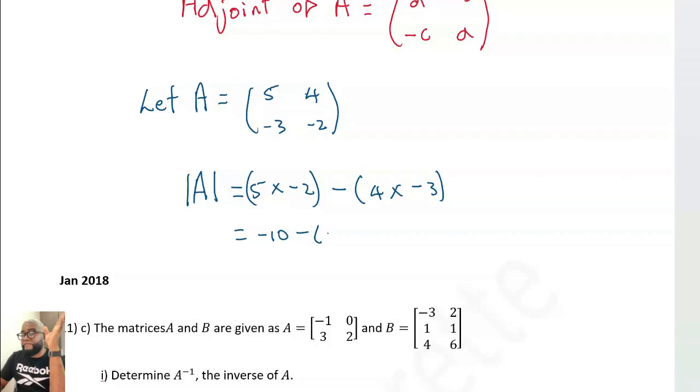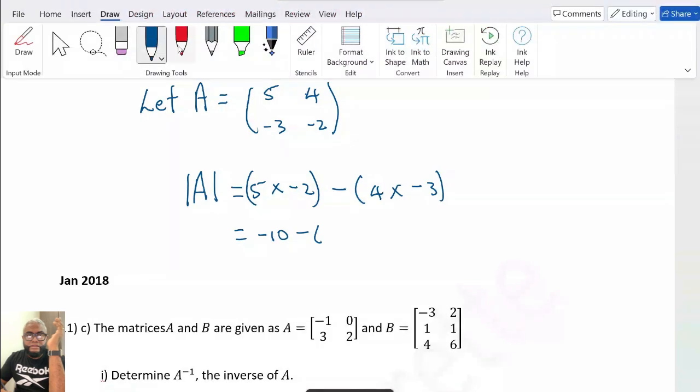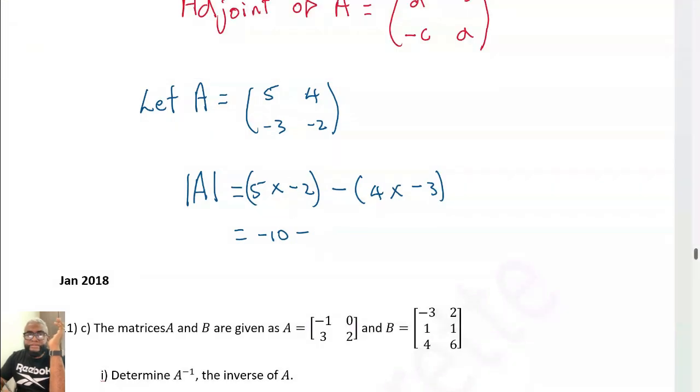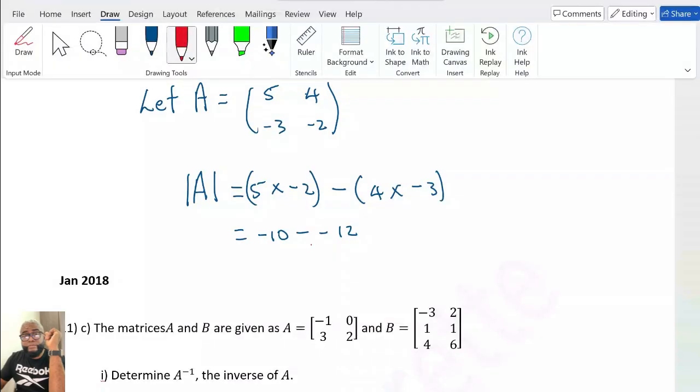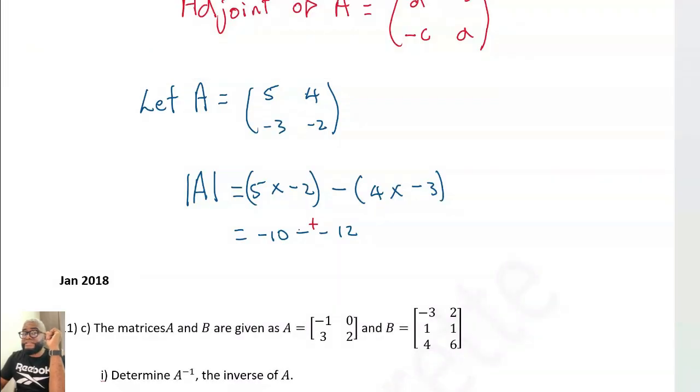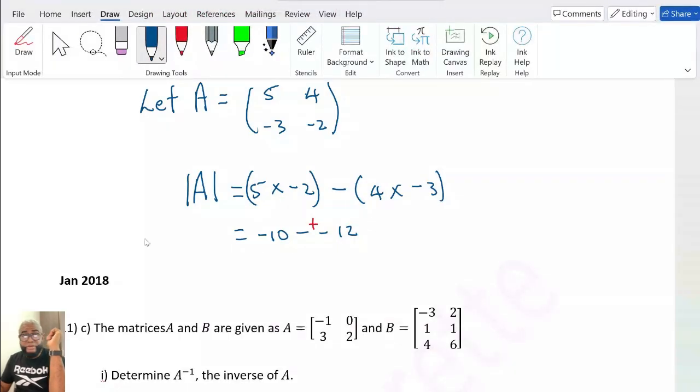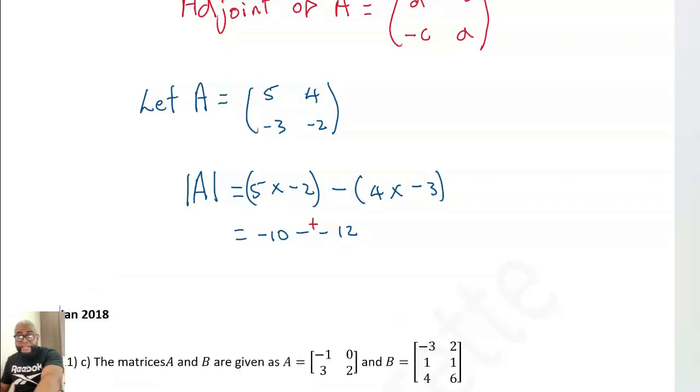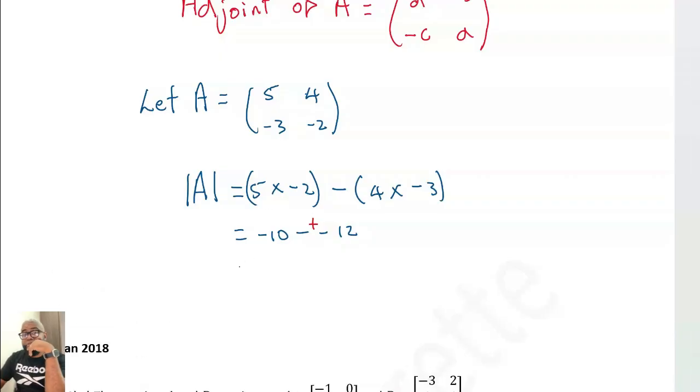I'm leaving this in the bracket. So it's negative 10 minus negative 12. You all see two minuses: a minus and a minus makes a plus. So it's actually negative 10 plus 12. Negative 10 plus 12 is what? 2, positive 2. Everybody good there? So the determinant of my matrix A is 2.